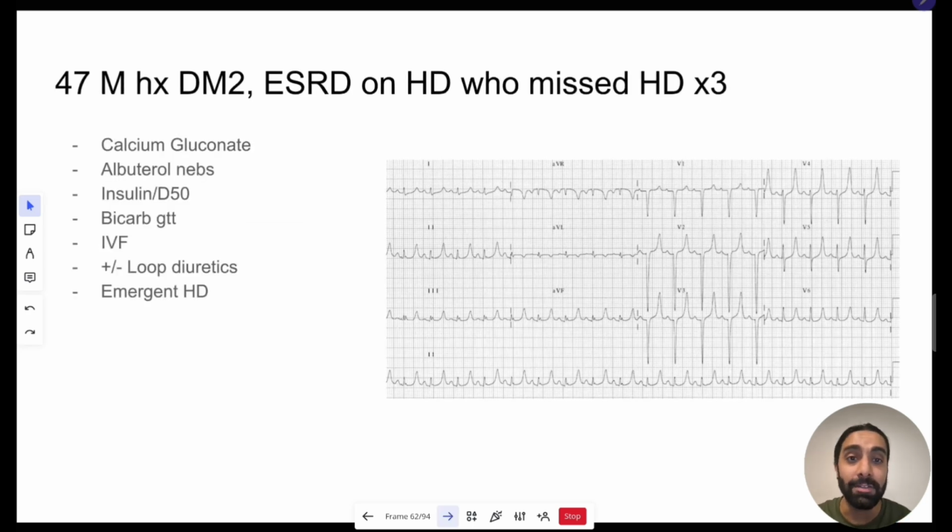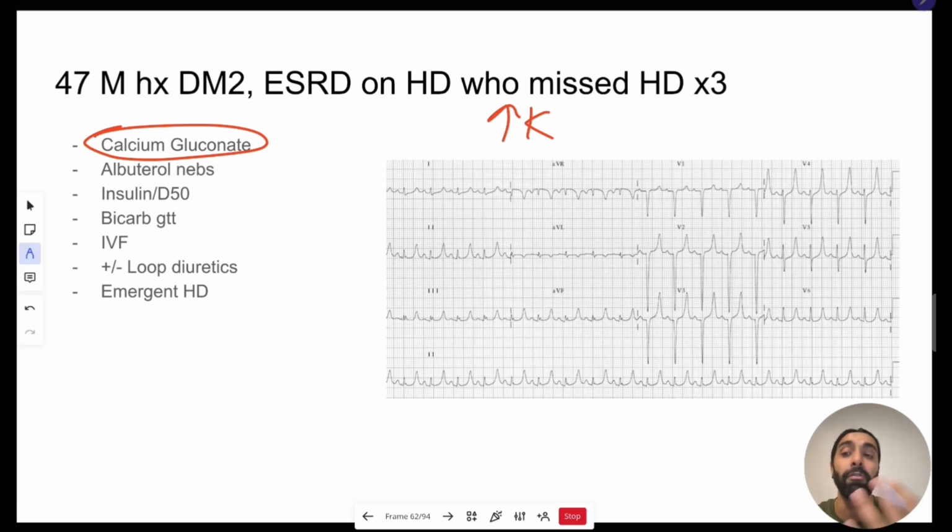Somebody who misses dialysis, you have to think about hyperkalemia. And so the first initial treatment that's best for these patients is always going to be calcium gluconate or some form of calcium. Albuterol nebs and insulin both are temporizing measures, meaning that they help in the short term, but if you don't actually remove that extra potassium that's been brewing in their system, it'll all just come back, because both albuterol and insulin cause potassium from the serum to go intracellularly.